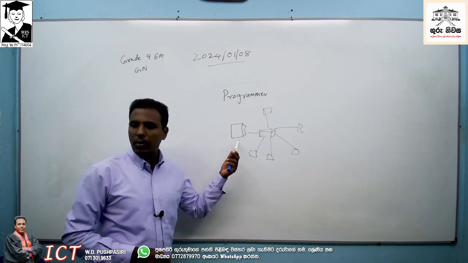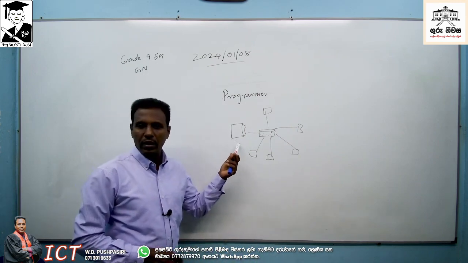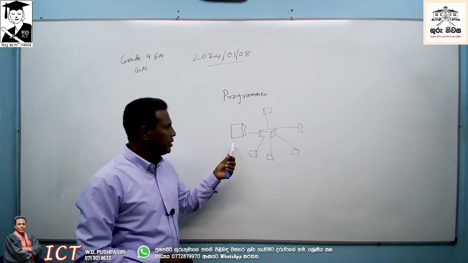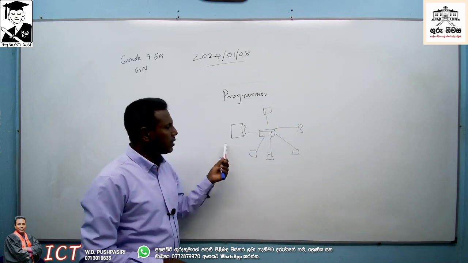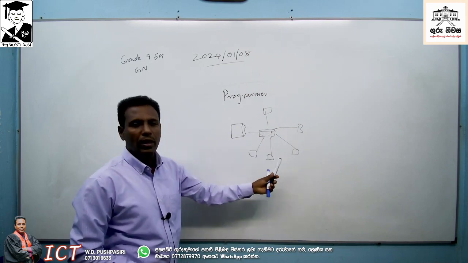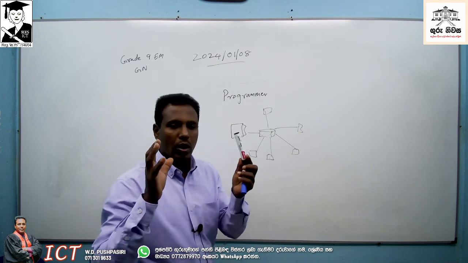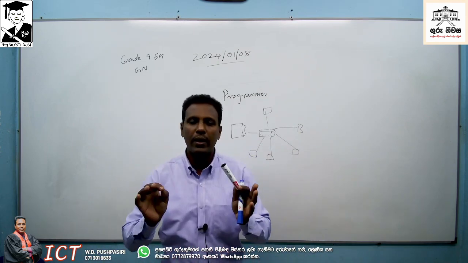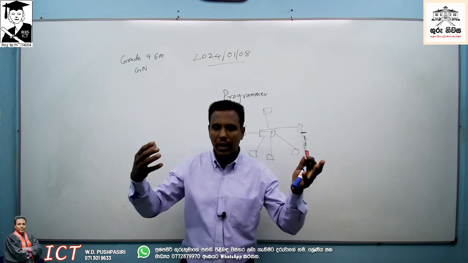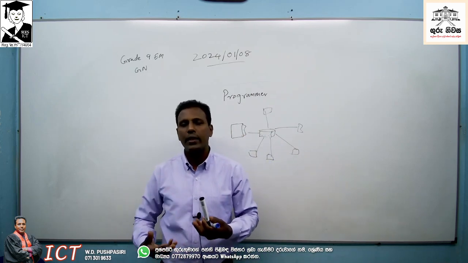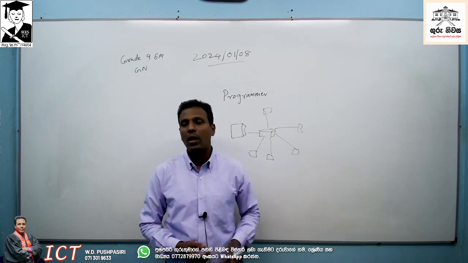Can you see my board? Yes or no? Yes, sir. Okay. So this type of computer connection is called a client-server network. So this is a network. In short and sweet, you can understand what a network is: a network is a collection of computers together in order to share resources, right? That is called a network.